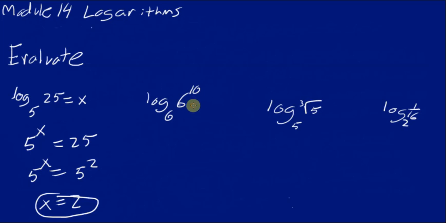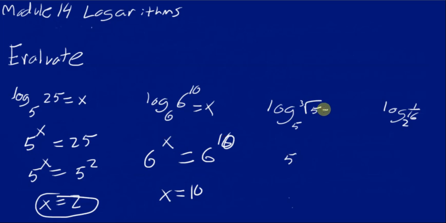Same thing here. Evaluate this. Well, that must be equal to some value x. 6 to the x is equal to the number 10. Because we have a base, an exponent, and a number. Again, like bases, exponents must be equal. Let's try it here. Well, this equals something. So 5 to the x is equal to the cube root of 5. Well, now we need to convert from a radical form into an exponential form. The index is the denominator, the power is the numerator. So that's 5 to the 1/3. Like bases, x is equal to 1/3.